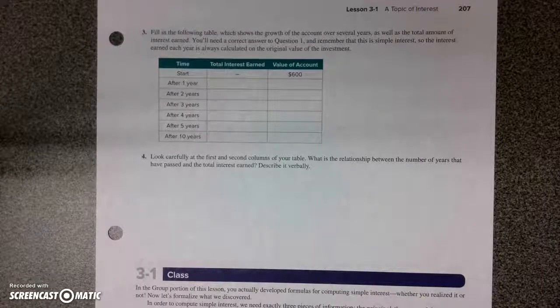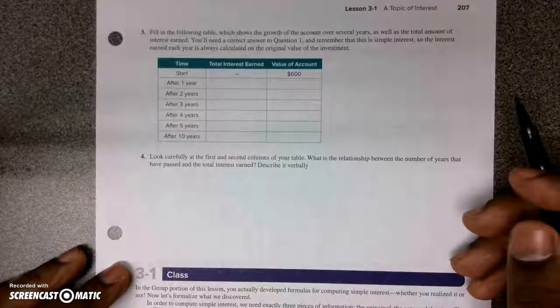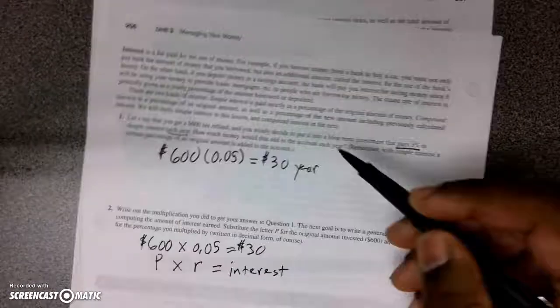It says fill in the following table which shows the growth of the account over several years, as well as the total amount of interest earned. You'll need a correct answer to question 1. And remember that this is simple interest, so the interest earned each year is always calculated on the original value of the investment. So, the value of the account is $600. We already multiplied on the previous page, on page 206, it told us we got $30 in interest.